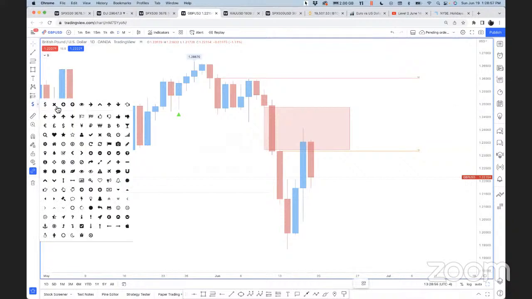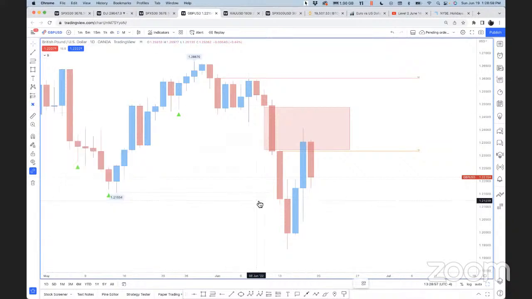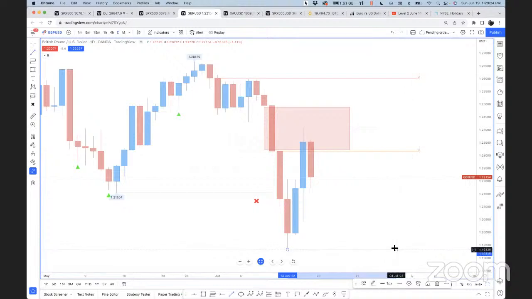So they took the liquidity right here and they left this liquidity right here. And then they left this one right here, this area right here. So we really will need to work in between these two areas right here, from this high to this low, right?